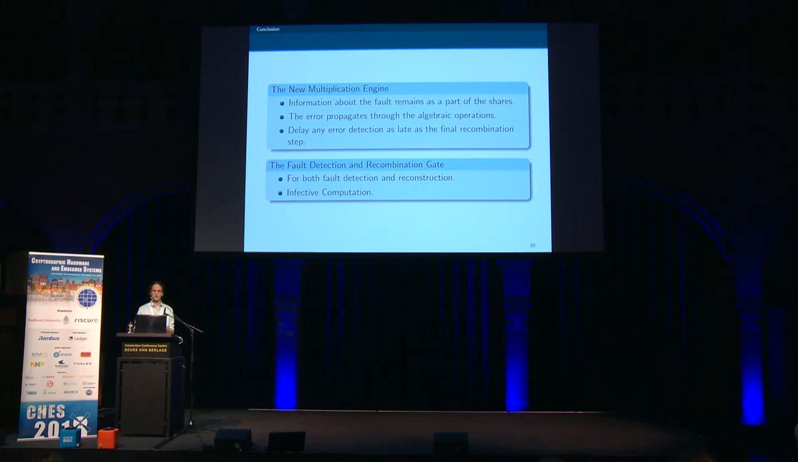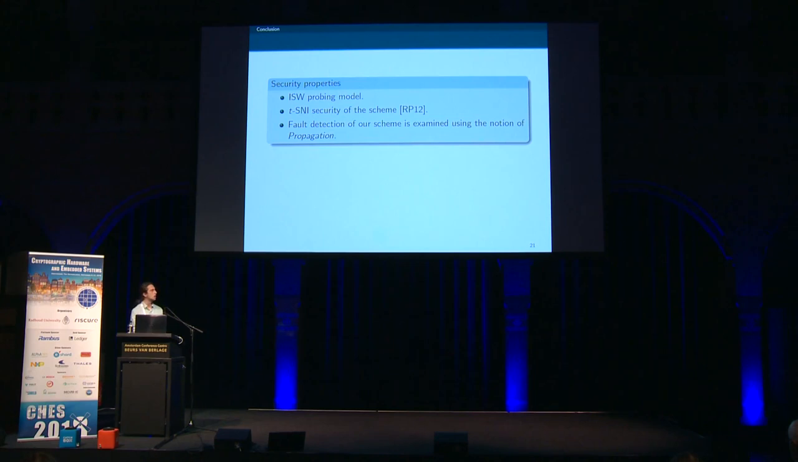And as I told you, we can put the fault detection algorithm in a clever way so that the fault propagation becomes one, and we can detect the fault in any step of the algorithm. And also, using the recombination gate, if the fault is detectable until the end of the algorithm, we say that the effective computation is ensured. We also proved our scheme is secure in the ISW probing model, and using the refreshing mask operation, we are able to extend the security notion of the previous scheme to the TSNI notion.